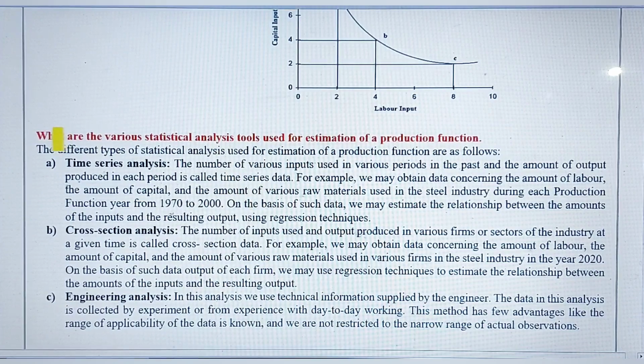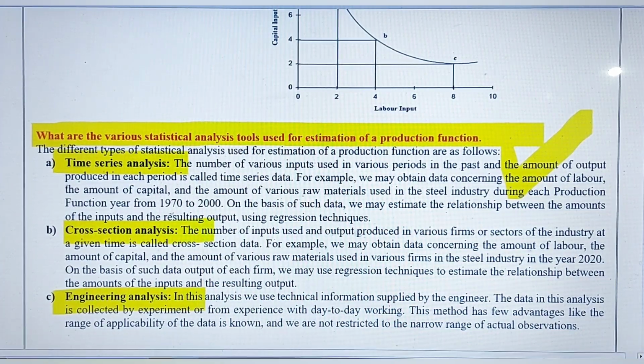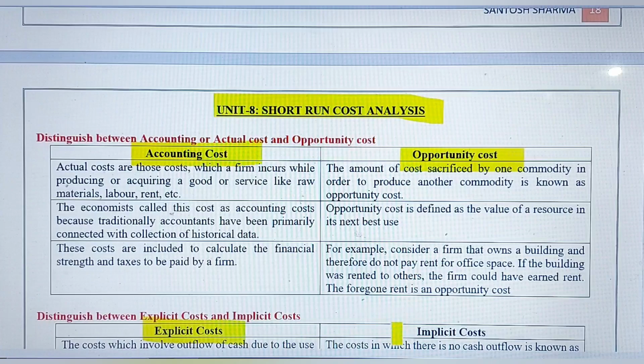Then the next question is awaiting for you: what are the various statistical analysis or tools that are used for estimation of production function? This question also comes quite a number of times in the exam. So these three methods you can highlight in your answer. Okay, fine. Let's move on to the next unit. Unit 8, short run cost analysis. And here in this particular chapter you have a lot of differences like accounting cost and opportunity cost, and explicit cost and implicit cost.